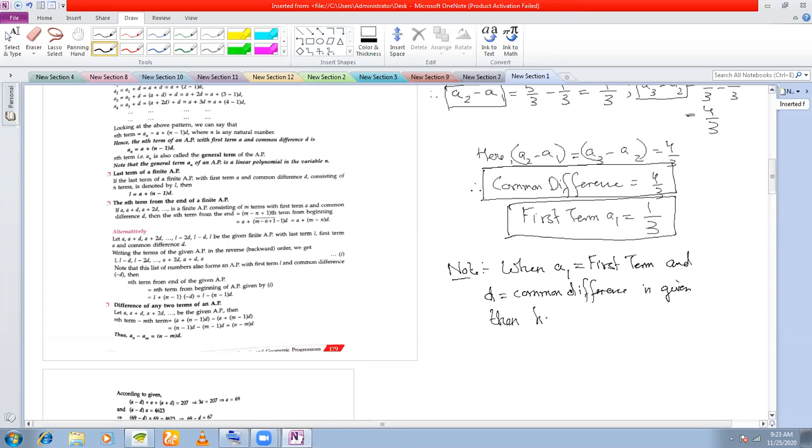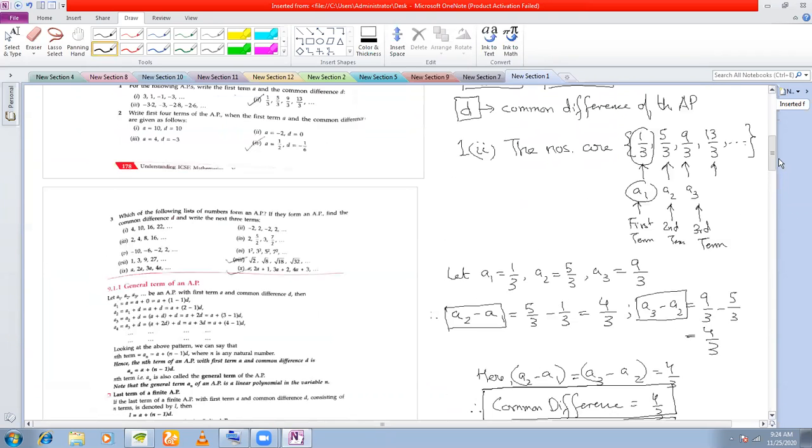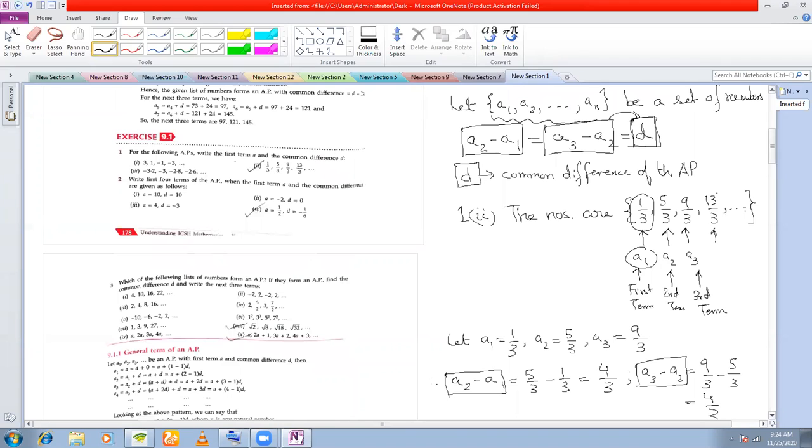Then how to determine the AP, or the set of numbers, or the sequence, whatever. Okay. Now, with the help of this example, the next example, 2, 4.